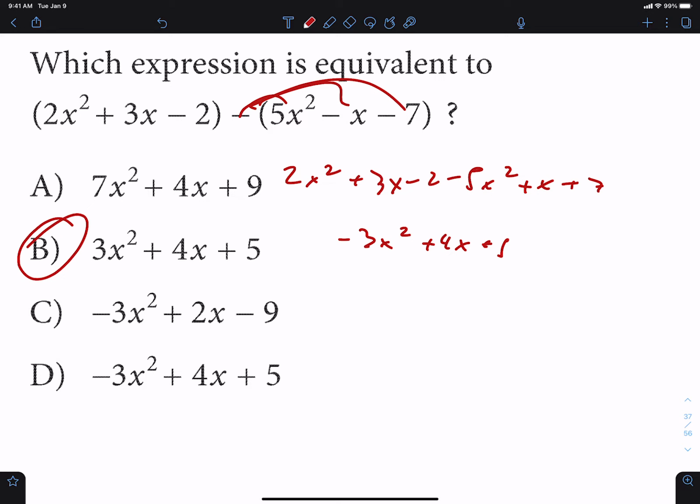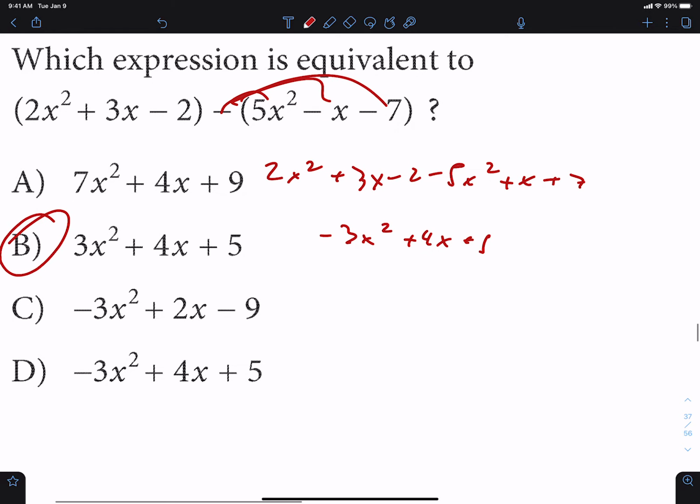B. Oops, that is going to be option D. Apologies.